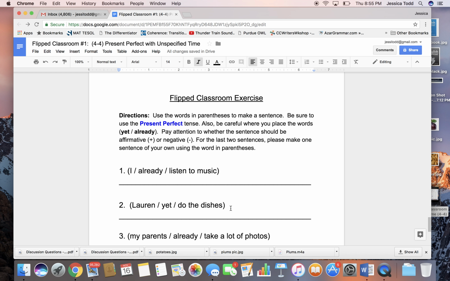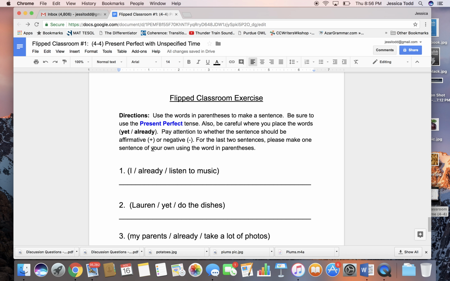So here are the directions, and I'm gonna do one for you for free, and you're gonna do the rest on your own, okay? Directions say, use the words in parentheses to make a sentence. Be sure to use the present perfect tense. Please check this, have or has and verb 3. Also be careful where you place words like yet and already. Remember, in this video, we learned where to put yet, where to put already, okay, in the sentence. And if you don't know, watch the video again or just watch that part.